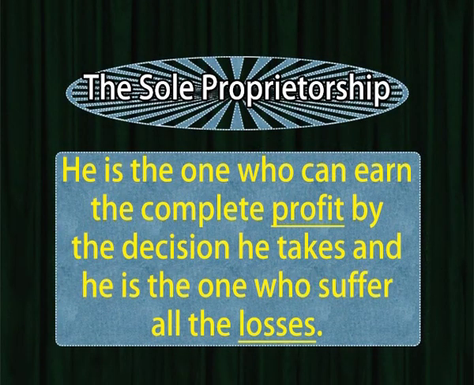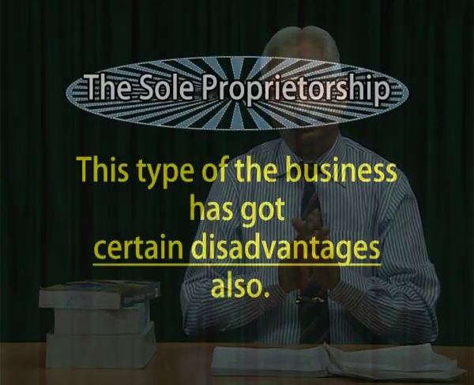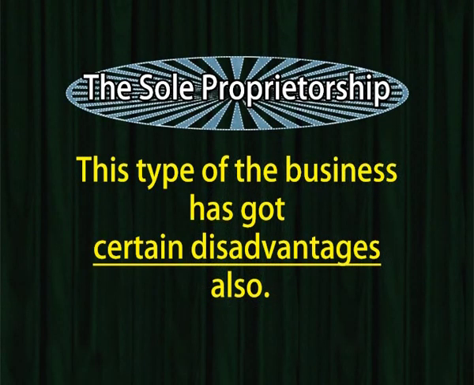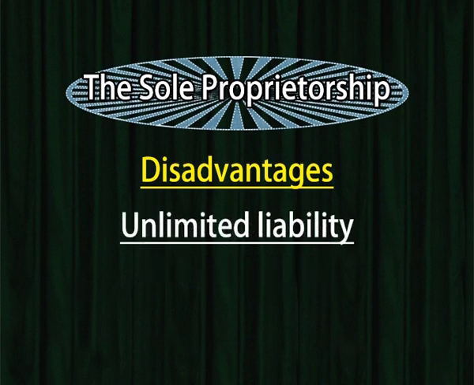He is the one who can earn the complete profit by the decisions he takes, and he is the one who suffers all the losses. So, he bears the risk and enjoys the fruits also. Anyone who is competent to enter into a contract can start this form of the business organization. We do not require any special legislation to run this business, but this type of business has certain disadvantages also. It has only limited capital, but unlimited liability.